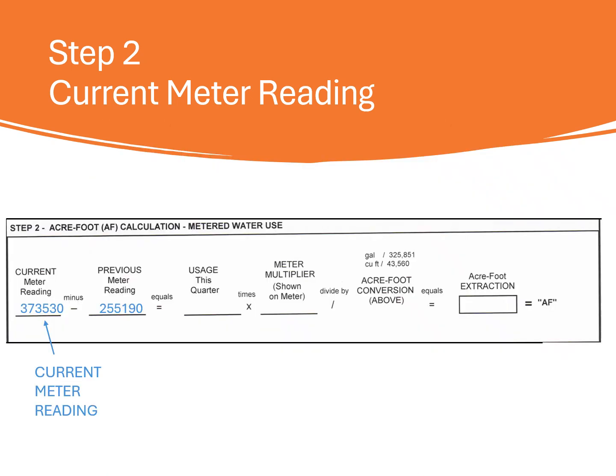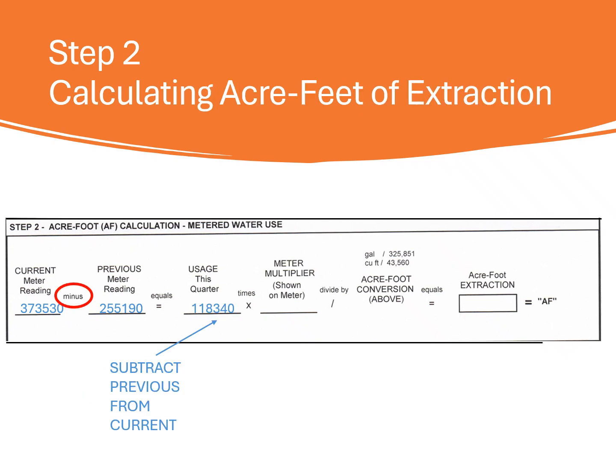Enter your current meter reading in the current meter reading space as shown here. Again, record all the digits except any leading zeros. Subtract the previous meter reading from the current meter reading and enter that number under Usage this quarter. In this case, 373530 minus 255190 equals 118340.